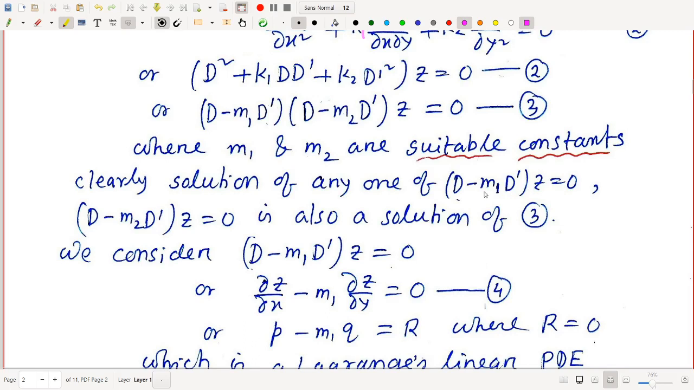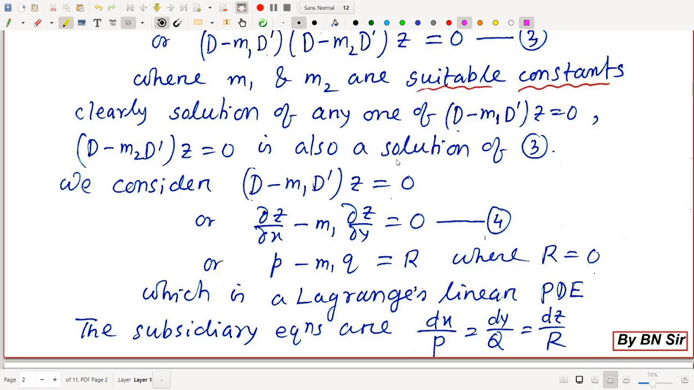Solution of any one of them is also a solution of number 3, because if we consider the equation D minus m1 D dash z equal to 0, then the value of z which will make this 0, automatically this operates on first. Okay, here this can be interchanged. This D minus m2 D dash can be taken first, D minus m1 D dash can be taken second, no matter. So solution of this operating on z equal to 0 will make the LHS 0 for number 3 also. So therefore solution of any one of these two equations is also a solution of number 3.